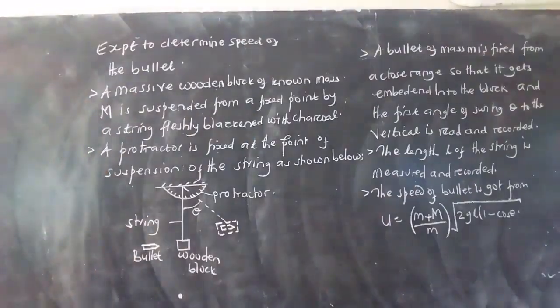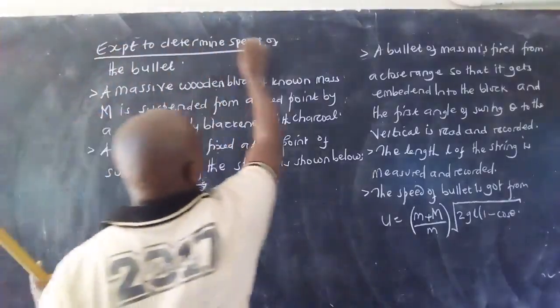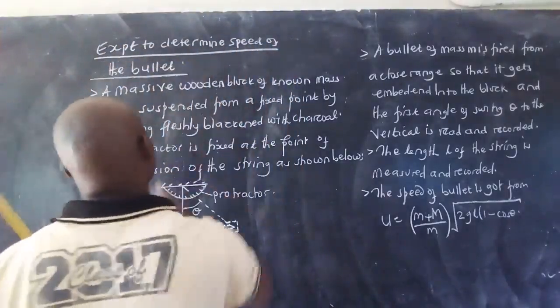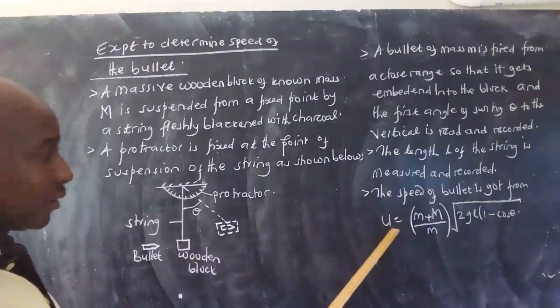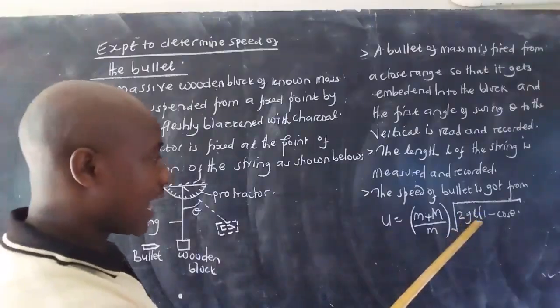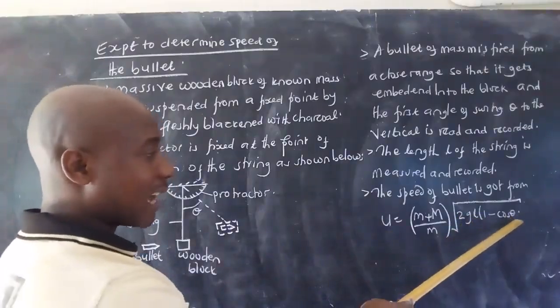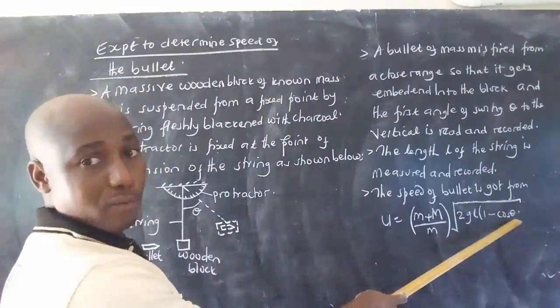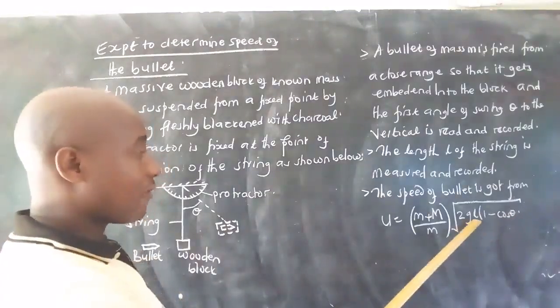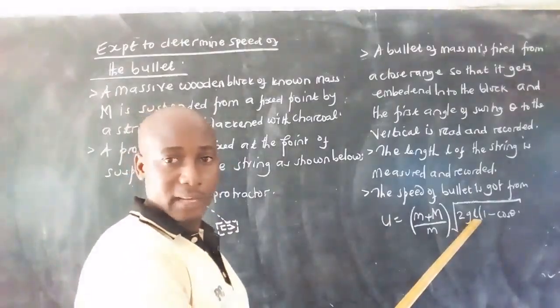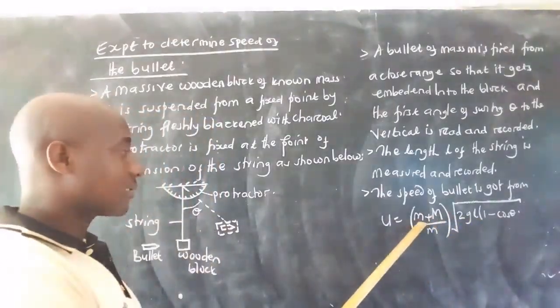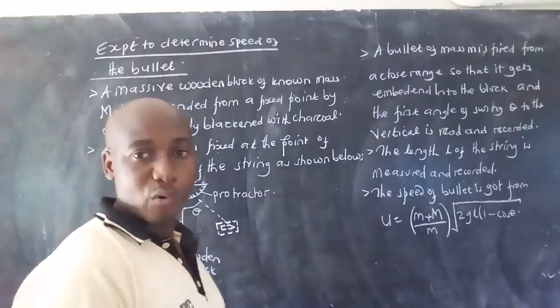So this is the experiment to determine the speed of a bullet using a ballistic pendulum. We already know our equation. So we need to get the length of the string and the angle of the string. How do we measure the angle of the string? Use a protractor. So we must have a protractor, and a meter rule to measure the length of the string. These are known masses.